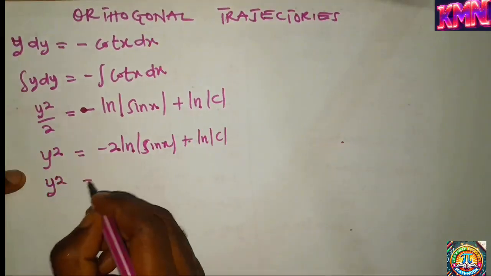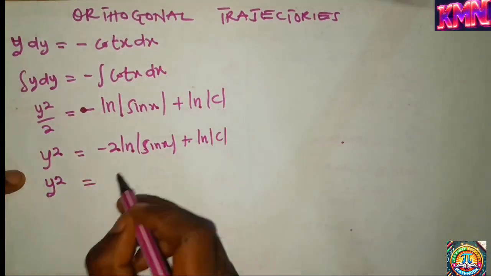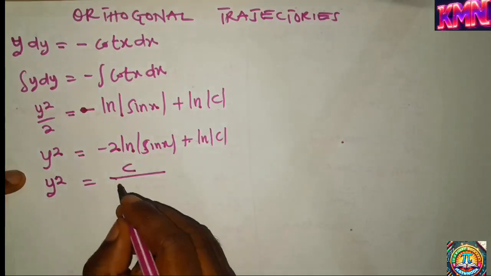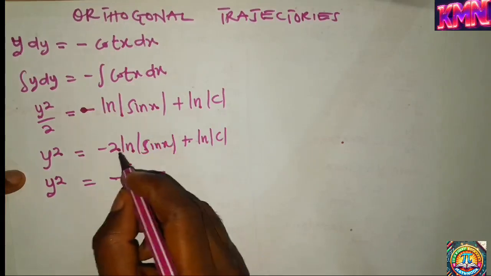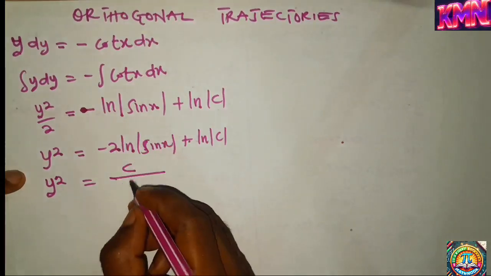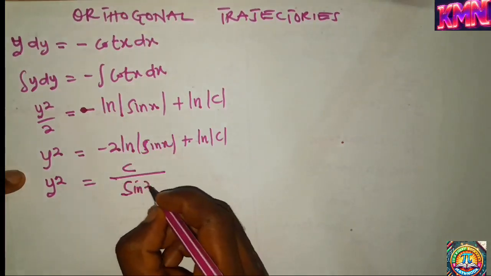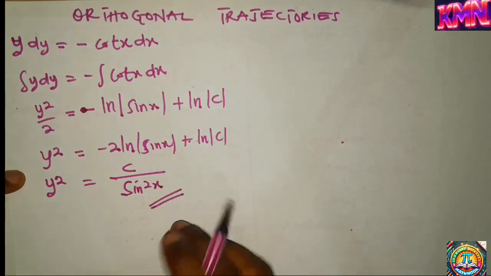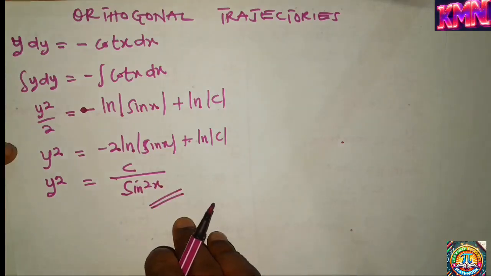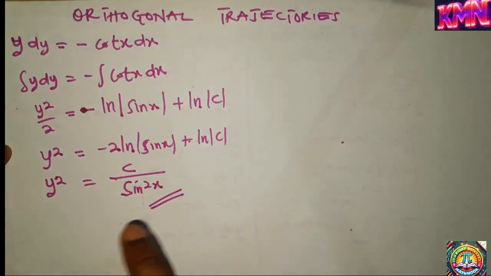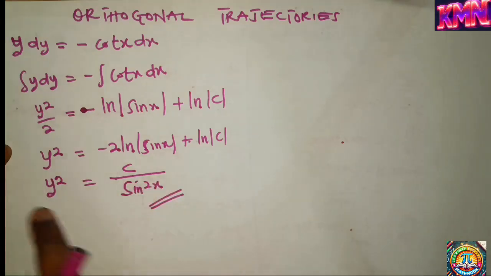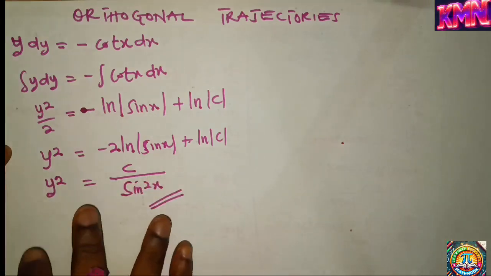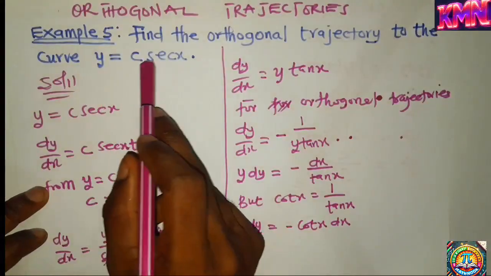Finally, that gives us, so we have the c and this negative, so that will be under that. Then from logarithm, we can move the 2 here, and that will give us sine square x. And that is our orthogonal trajectory to the curve. So this means that the curve y squared equals c on sine squared x is the orthogonal trajectory to the given curve y equals c sec x.